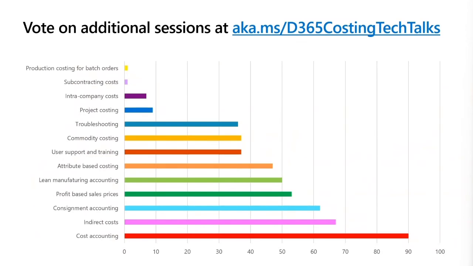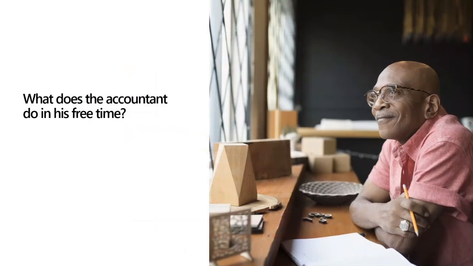And with that, that brings us back to the riddle of the day. What does the accountant do in his free time? I don't know, Anne. What does the accountant do in his free time? He journals. I love it. Journals. Yeah.